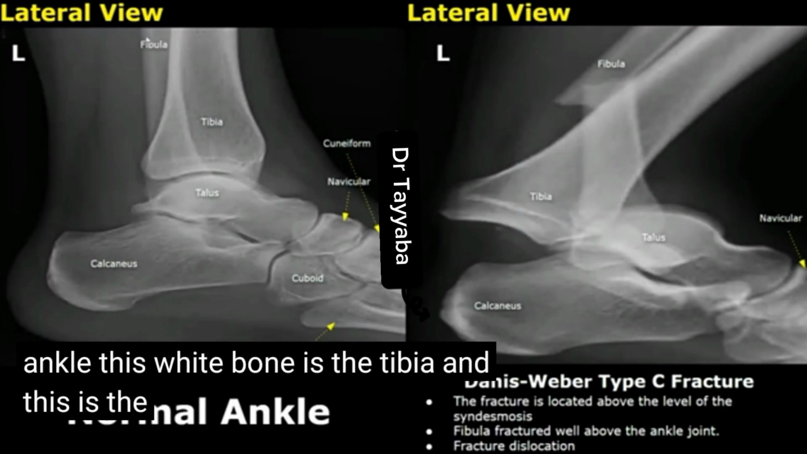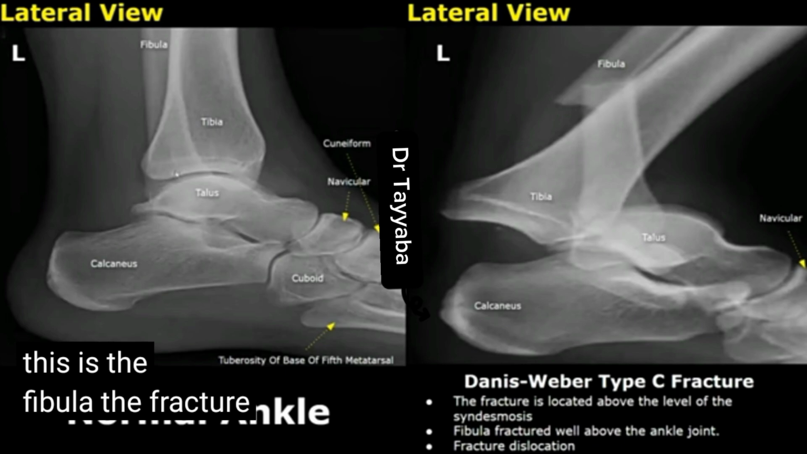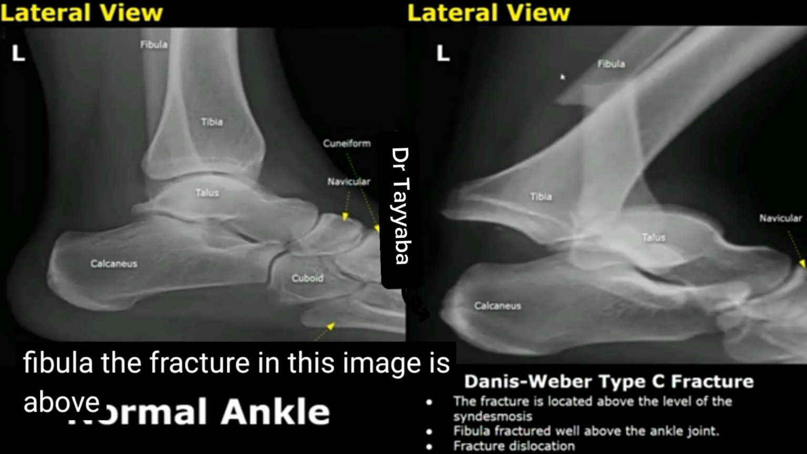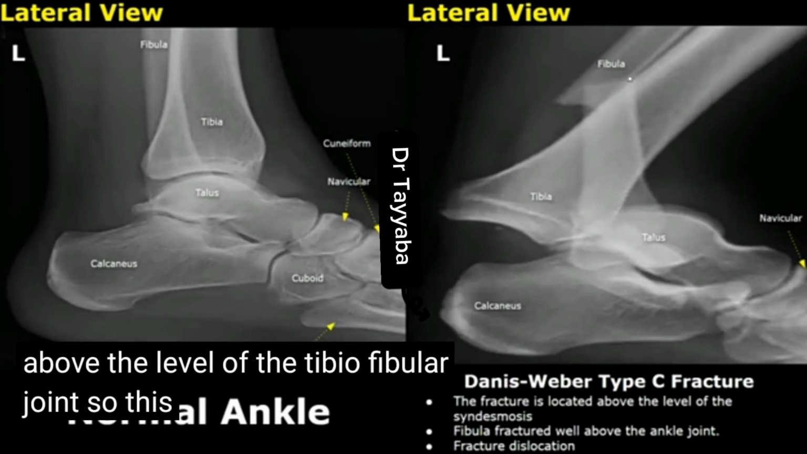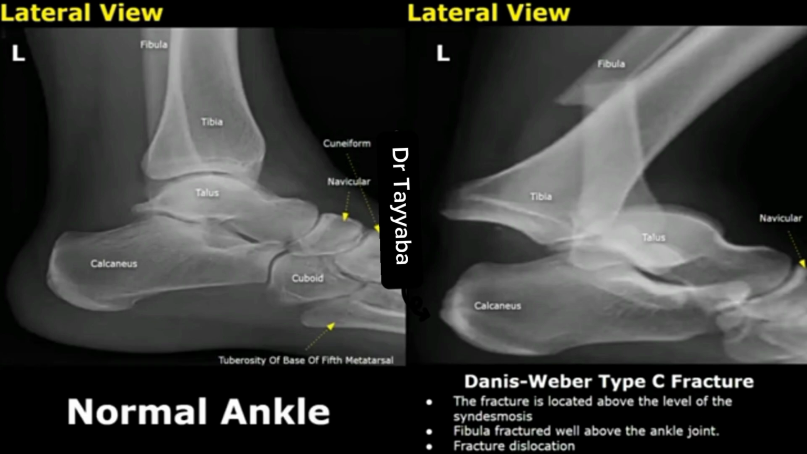Here is a normal lateral view of the left ankle. This white bone is the tibia and this is the fibula. The fracture in this image is above the level of the tibiofibular joint. So this is a Weber C fracture.